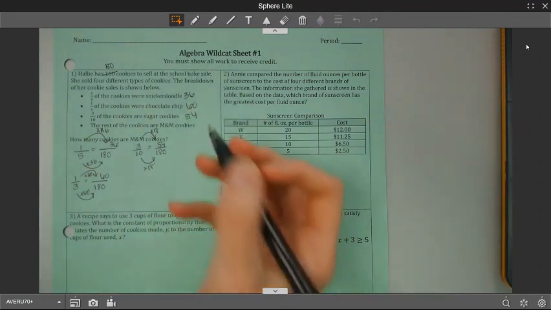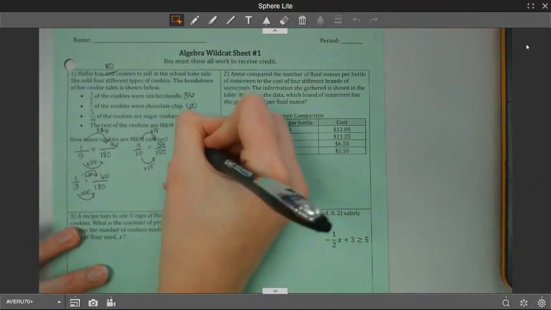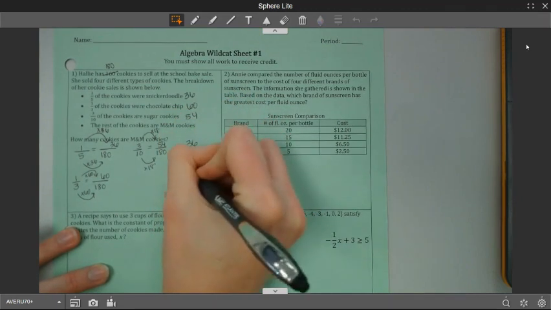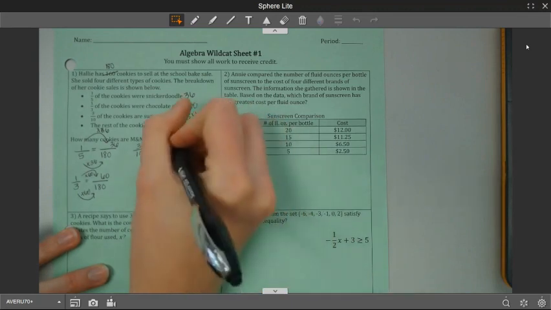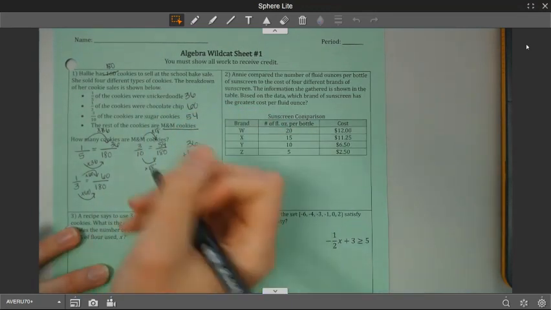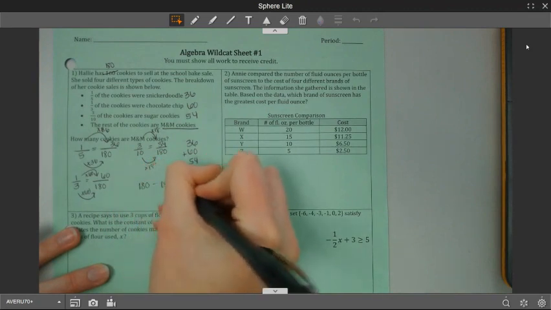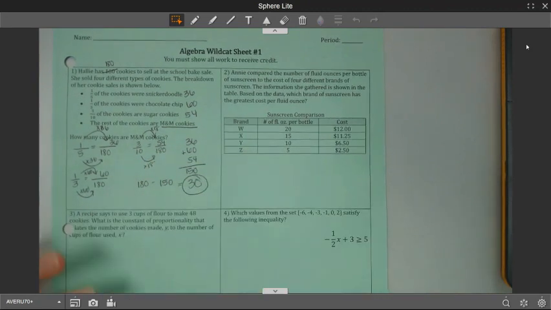Now, knowing I have a total of 180 and that this was the total of all the other cookies, I'm going to figure out how much is left. So I have 36, 60, and 54. And when I total all of those, I would get 150. So to figure out how many M&Ms there were, because that's what's left, I'm going to do 180 minus 150, which got me 30 M&M cookies.